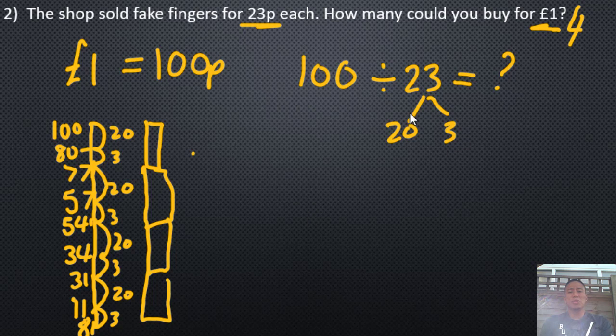You can do it that way, or you could keep adding 23, see how many times you can add 23 to get to 100. Both ways are acceptable. I want to do it using division and using repeated subtraction for that.